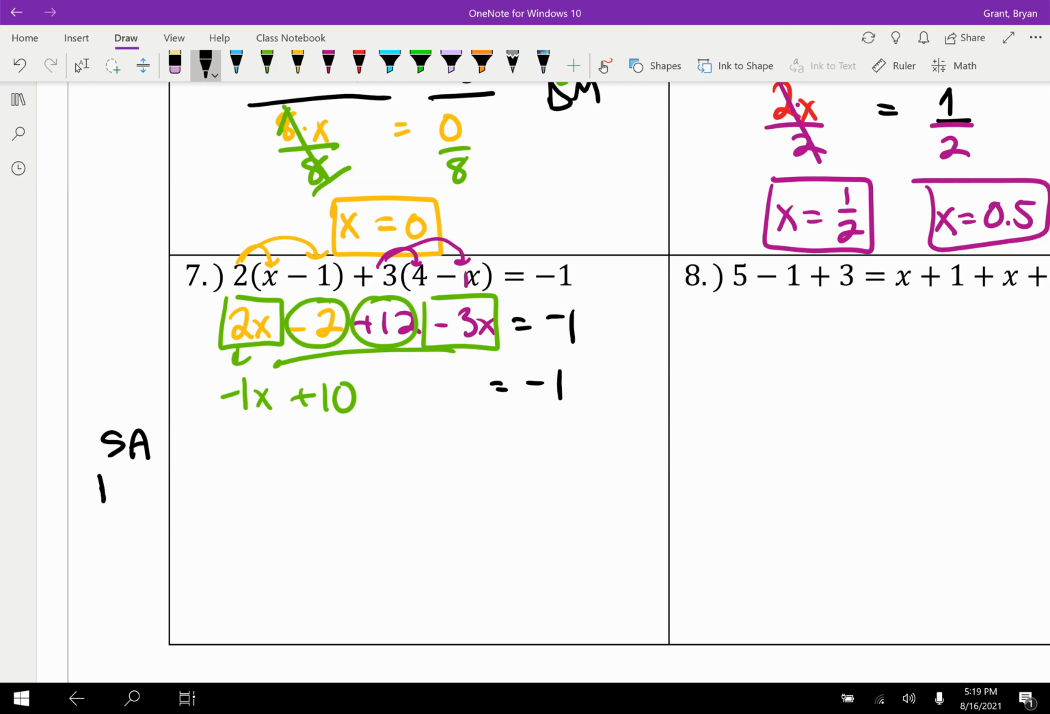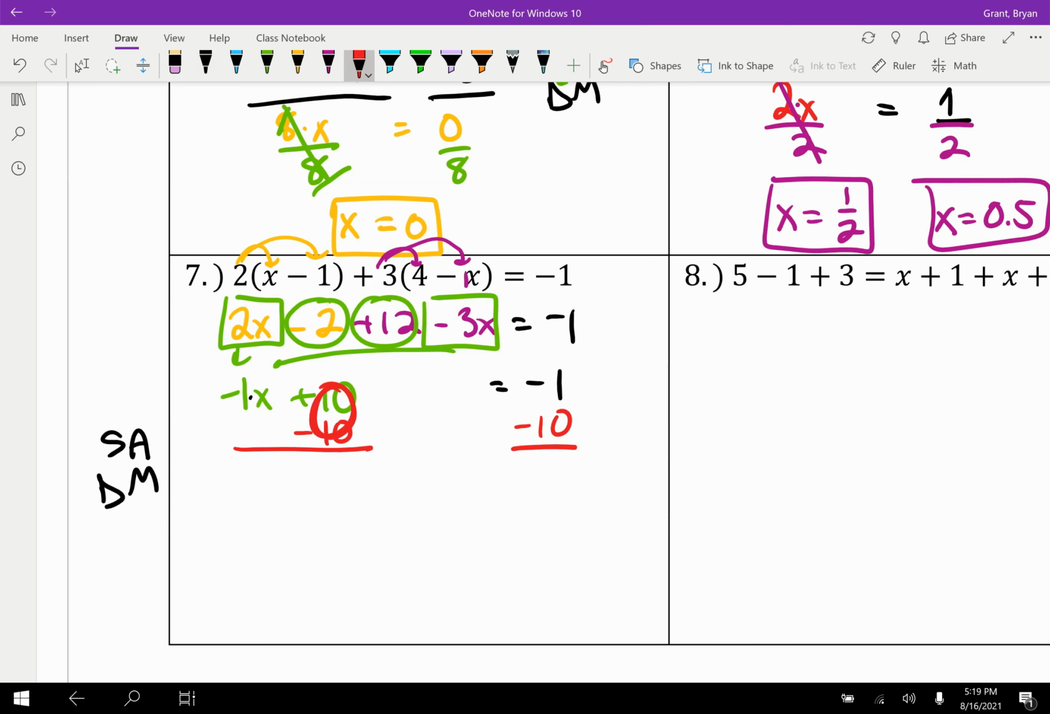SADMAP time. Hopefully you're getting used to hearing this, and you might even wince each time. You're like, okay, I know it's SADMAP. Stop telling me. The more I tell you, the better you're going to remember. So negative 1 is multiplying, 10 is adding. We undo addition first, so we better subtract 10 from each side.